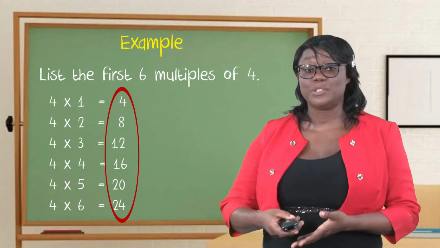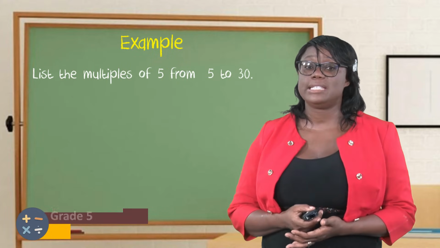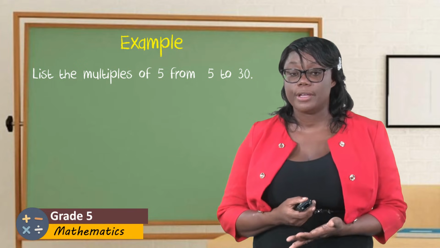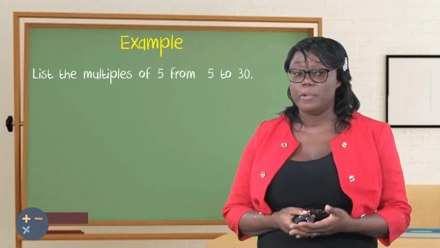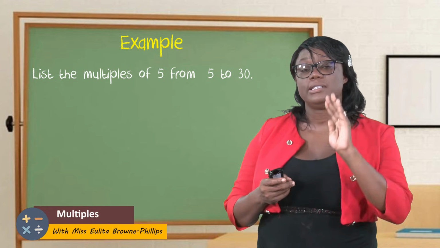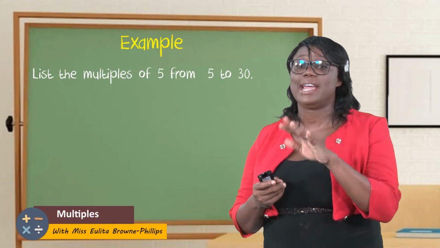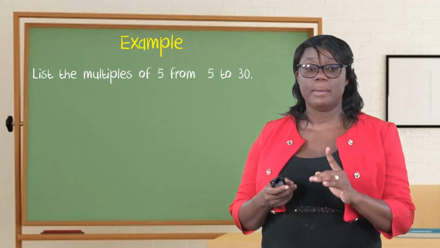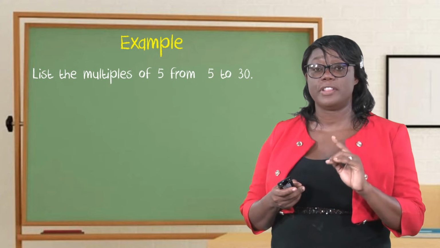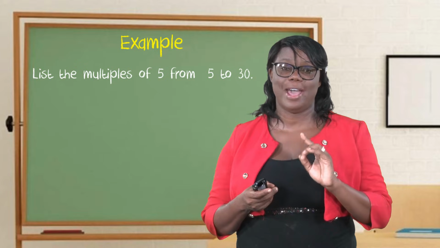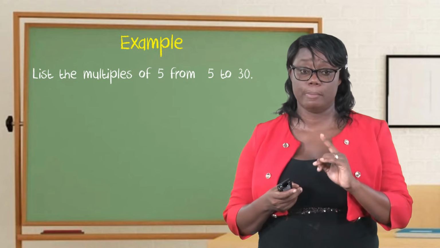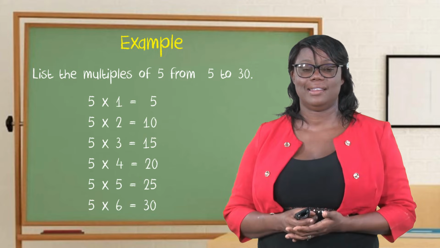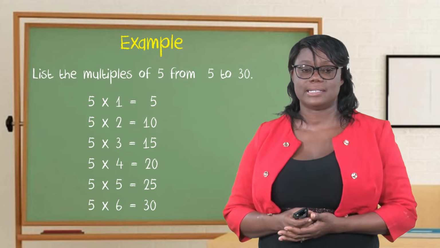For example 2, we will list the multiples of 5 from 5 to 30. We are listing the multiples of 5, starting with 5 and ending at 30. We can't go over. Remember, you get the multiple of a number when you multiply that number by another number. So let's start listing. We start with the simplest.